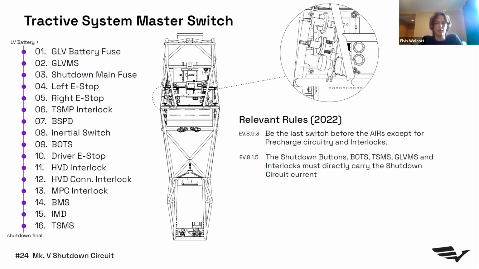And so if all of this is functional, that means that suddenly we've closed all of these nodes of the shutdown circuit. And so now the 12 to 16 volts of the low voltage battery is connected all the way to the part of our circuit which we call shutdown final. And that is what is used to drive the AIRs closed, as well as the pre-charge relay that the rules mention, that we'll talk about more next week when we look at the service section. Today's the shutdown circuit.